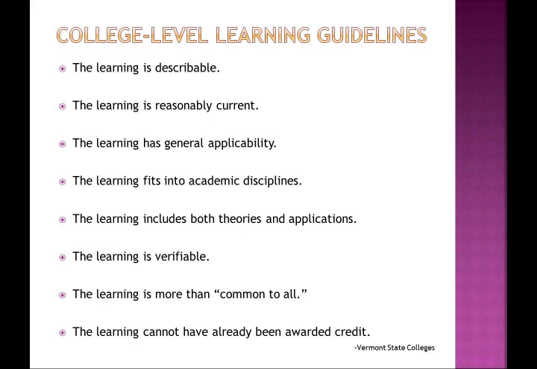Next one, the learning is more than common to all. Some very common learning is not acceptable as college level learning. Learning which results from, for instance, marriage, parenting, and family living is usually not appropriate for the portfolio. Your learning in these areas may qualify for credit only if you have enriched it through readings and research. So for example, complementing your knowledge gained from raising children by reading and researching in the area of child development or education.